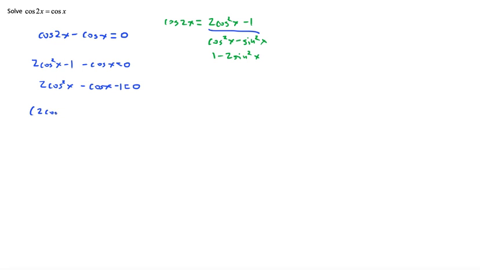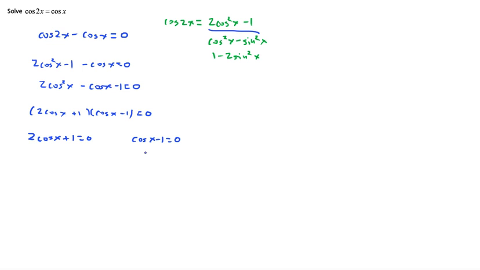We get 2 cosine of x, we get a cosine of x, we get a minus 1 here and a plus 1 here. Right? And this is going to be the factored form. So now we just set each factor equal to 0. So I'm going to set 2 cosine of x plus 1 equal to 0, and then cosine of x minus 1 equals 0. I'm going to solve each one, and then I should be able to determine what the angles are.